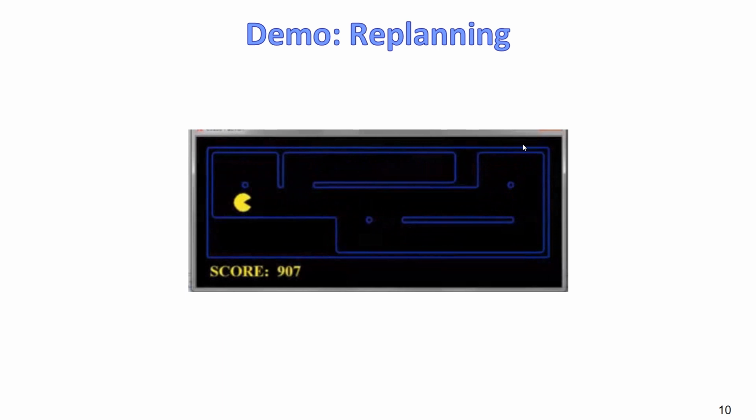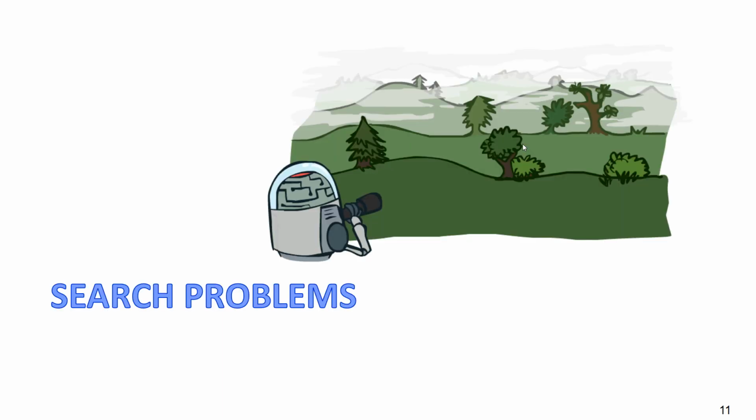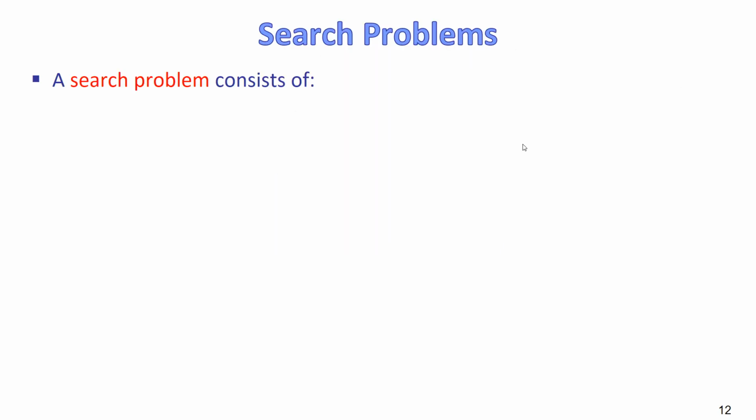Okay, so let's move on. Now we discussed different types of agents. Now we'll talk specifically about search problems. And what do we mean by a search problem? A search problem consists of 4 things. If we manage to convert a problem in the real world into these 4 things, we call this problem a search problem. So what are these 4 things?